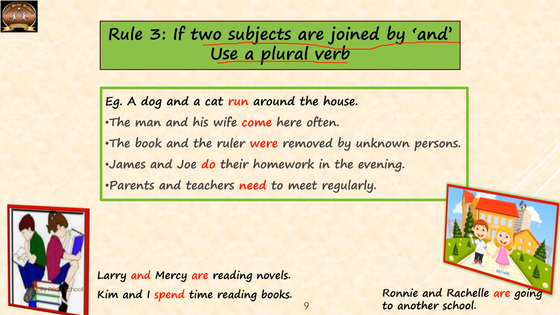For example, a dog and a cat run. Run is a plural verb. A dog and a cat run around the house. The man and his wife come here often. Come is again the plural form of the verb. The book and the ruler were removed by unknown persons. So, were is a plural verb.